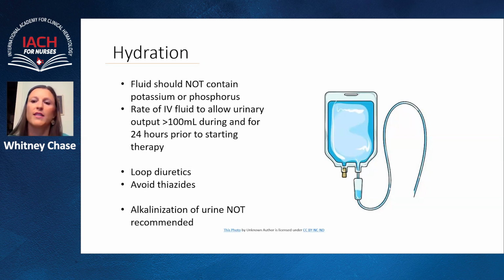Historically, alkalizing the urine was recommended in tumor lysis, to increase the solubility of uric acid, thereby reducing crystallization. The problem with that is that it can increase the precipitation of calcium phosphate, and is no longer recommended, since we're essentially causing the same end complication that we were supposed to be mitigating.